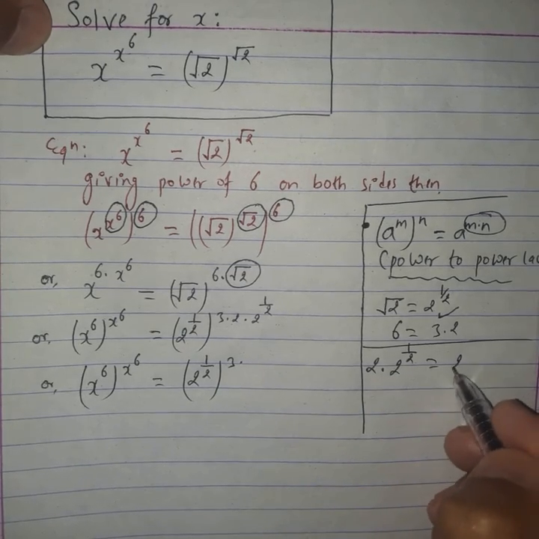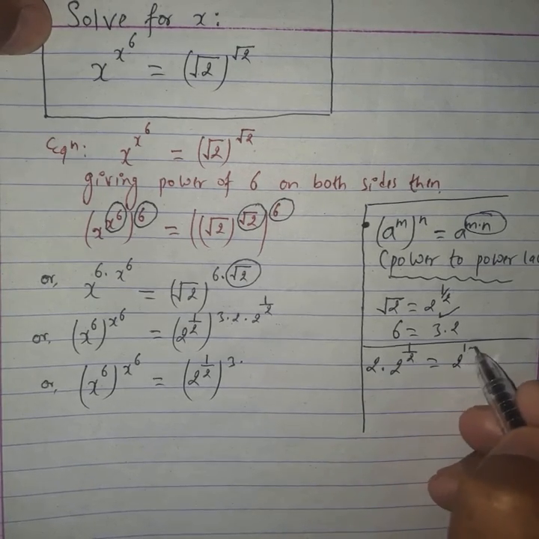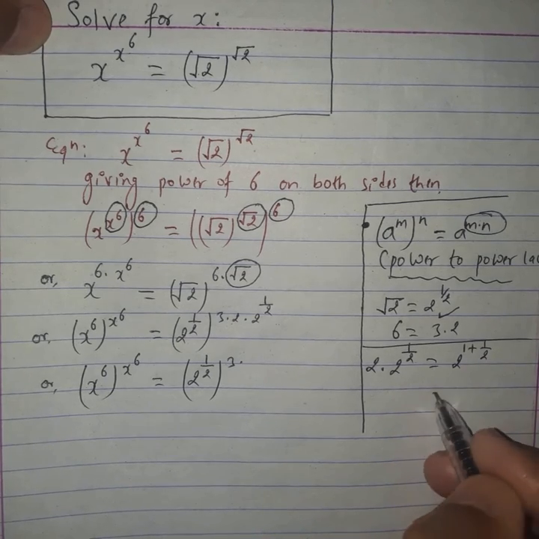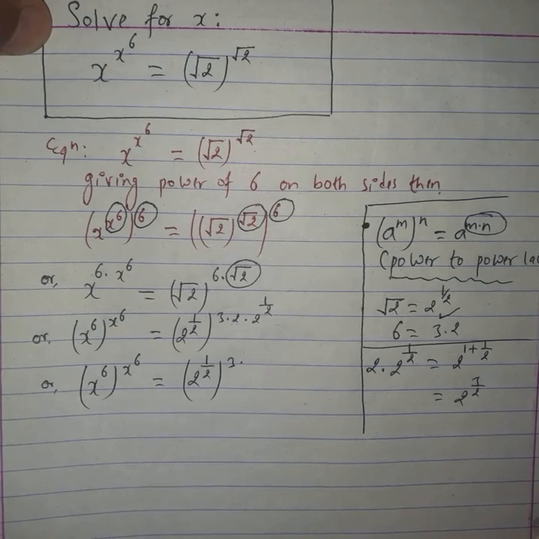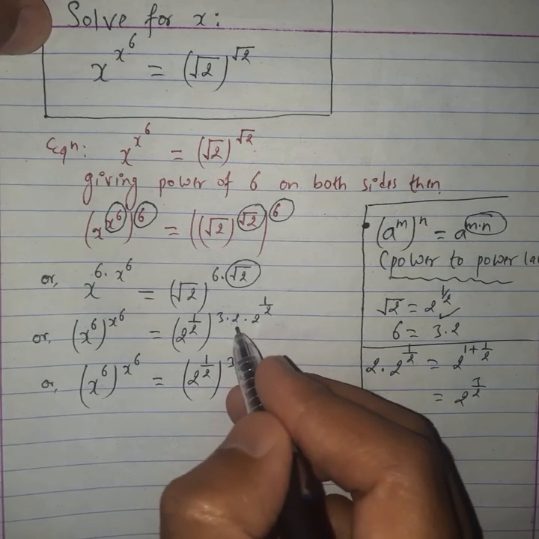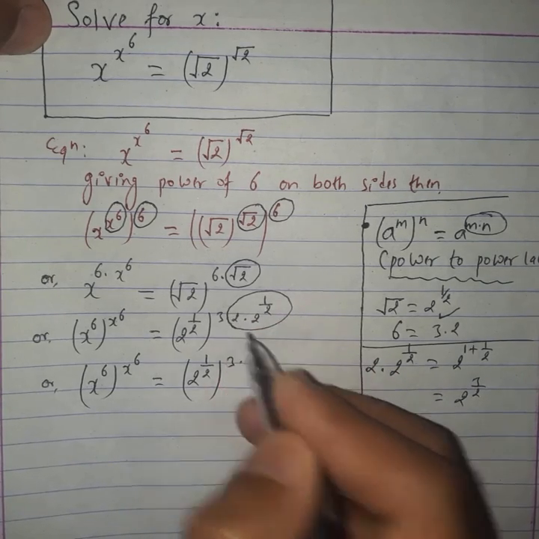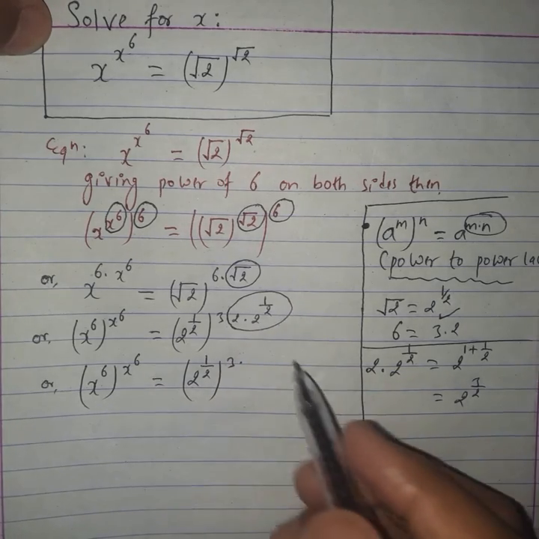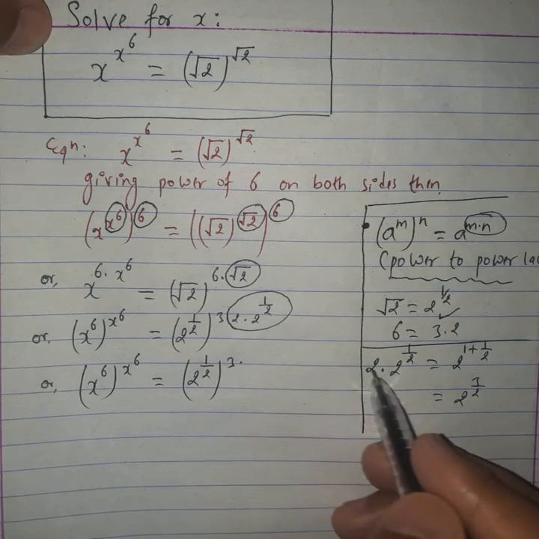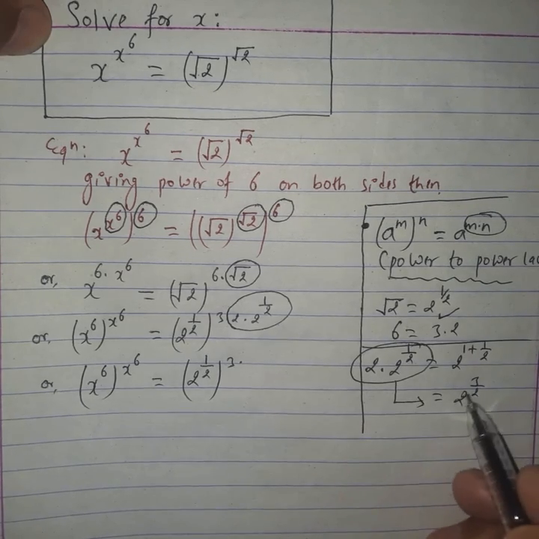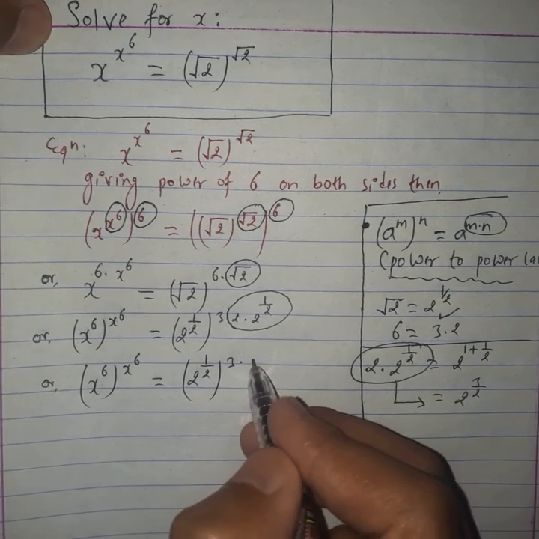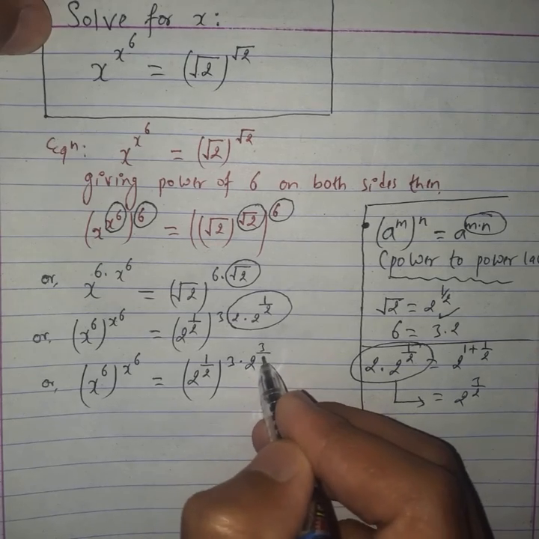This is here just 2. Here is the 1 plus 1 over 2, so this can be written as 2 to the power of 3 over 2. So we can write, in the product of 2 into 2 raised to the power of 1 over 2, it is calculated as 2 raised to the power of 3 over 2. So 2 raised to the power of 3 over 2.